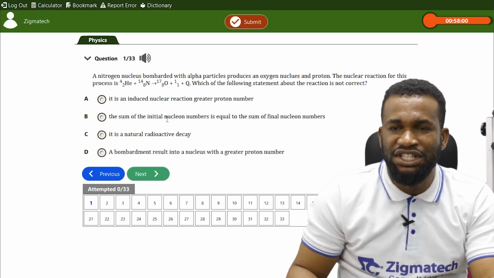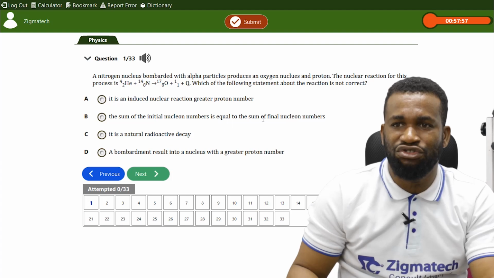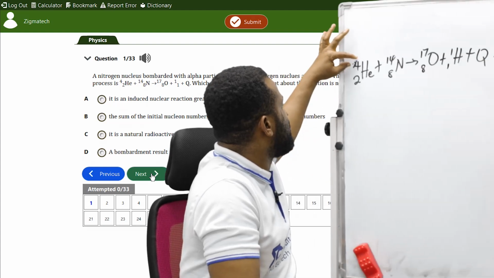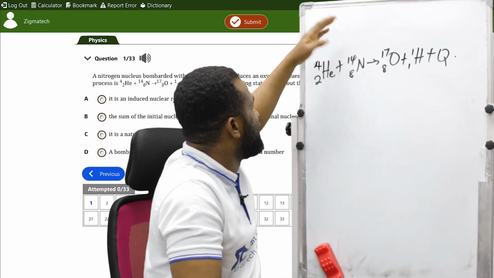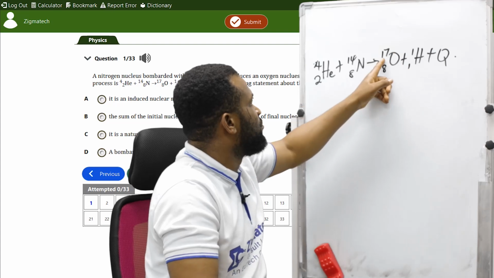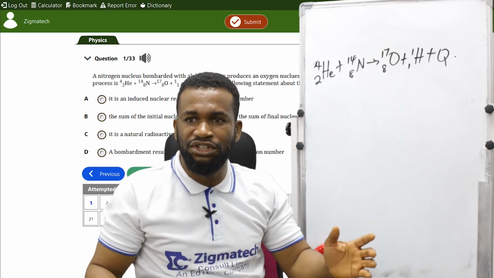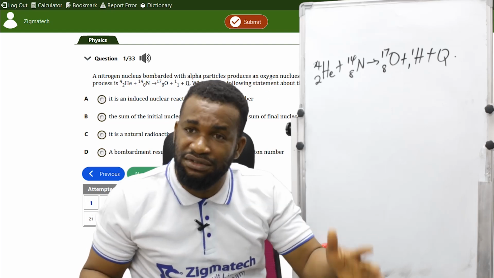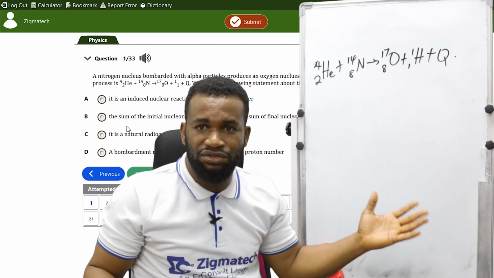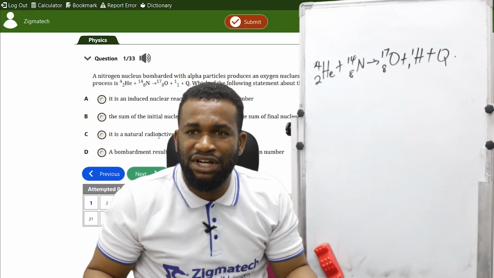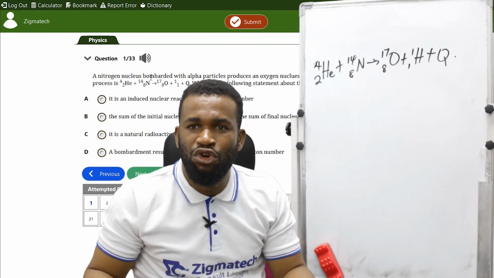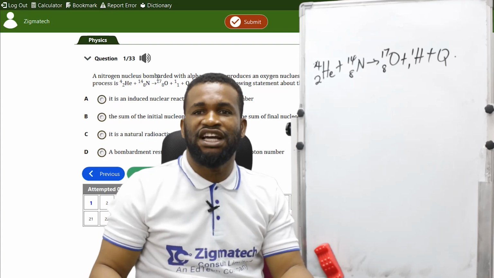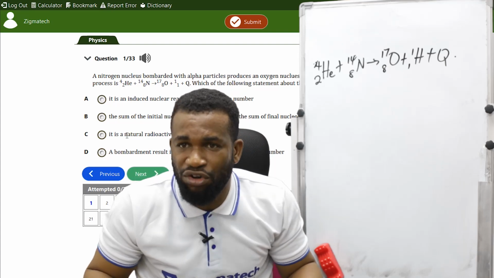Now, the sum of the initial nucleon number is equal to the sum of the final nucleon number. Of course, nucleon number is talking about the atomic mass. This plus this is the same thing as this plus this. So the sum of the nucleon number must be equal to the sum of the nucleon number on the other part of the equation. Yes, that should be true. And this is one of the laws of nuclear reaction. It is a natural radioactive decay. Is it natural? No. It cannot be natural because they said it is bombarded, and this is called an artificial process. So this is also not true.